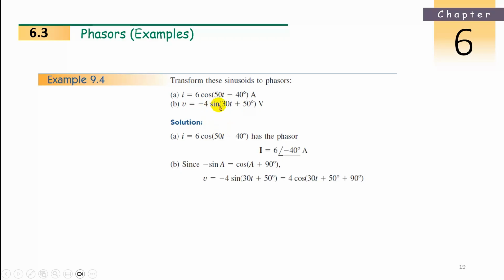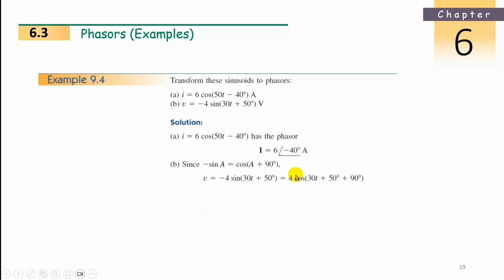So when minus sine is there, how will the angle change here? Minus sine will become cos with minus or plus 90 degrees. If only plus sine is there, no minus, then it is cos of minus 90 degrees. But here the minus sign is there, so it is plus 90 degrees inside. So it becomes 4 cos(30t plus 50 plus 90 degrees).